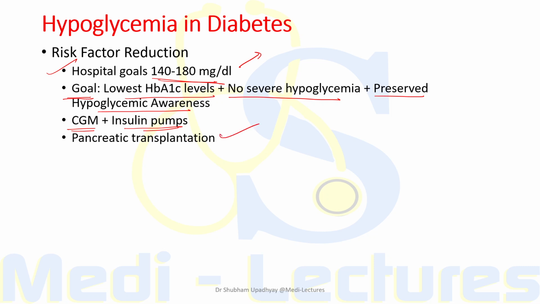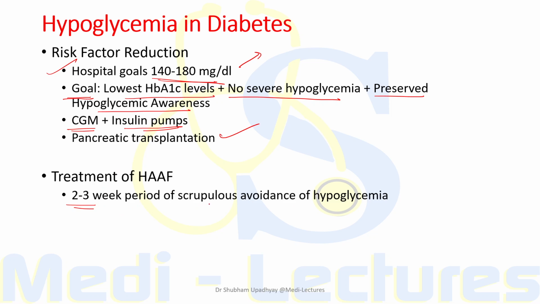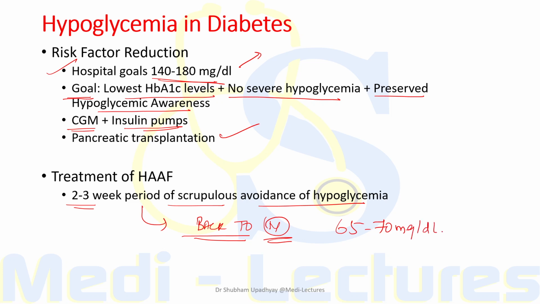Now, what is the treatment of hypoglycemia associated autonomic failure once it has developed? We have to keep a 2 to 3 week period of scrupulous avoidance of hypoglycemia, which reverses the reduced epinephrine component of defective glucose counter regulation. Basically, this avoidance of hypoglycemia for 2 to 3 weeks will bring the threshold for release of epinephrine back to the normal range, that is around 65 to 70 milligram per deciliter in patients who have controlled blood sugar levels.